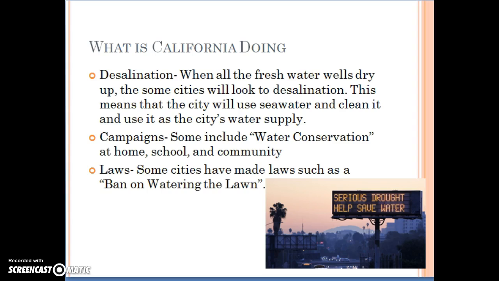And also, I've noticed these when I'm driving on the road. There are some signs that say, serious drought, help save water. So these are just the state's way of reaching out to their citizens and saying, you know what, California residents, we are in a serious drought. Please help us save water, because saving water is one of the most important things that we can do right now.